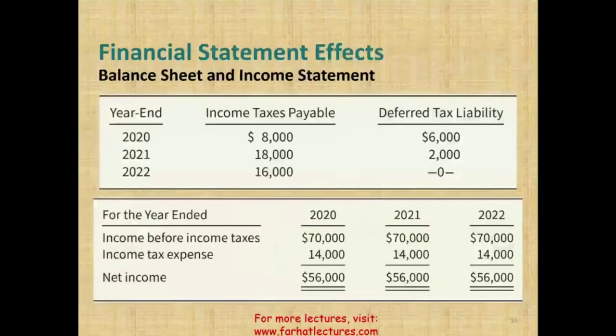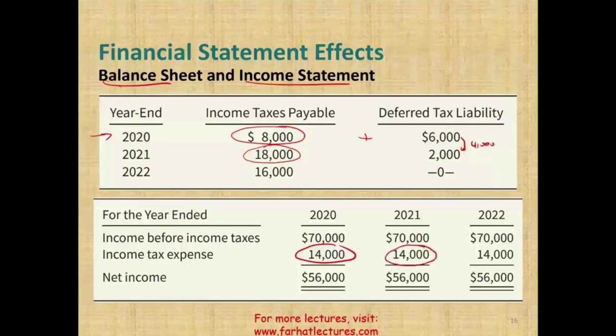Okay, let's take a look at the balance sheet and the income statement. So here's what's going to happen on the balance sheet and the income statement. For 2020, I'm going to have on the balance sheet income tax payable and deferred tax liability. On the income statement, it's going to be this plus this equal to 14,000. In 2021, I'm going to have income tax payable of 18,000, deferred tax liability of only 2,000. So notice what happened. There was a reduction of 4,000. So 18,000 minus the reduction equals 14,000.